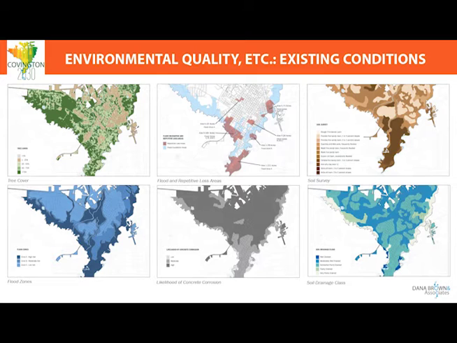Lastly, concrete corrosion is the likelihood that concrete will corrode and fail in that area. It is directly related to the drainage and type of soils in that area.